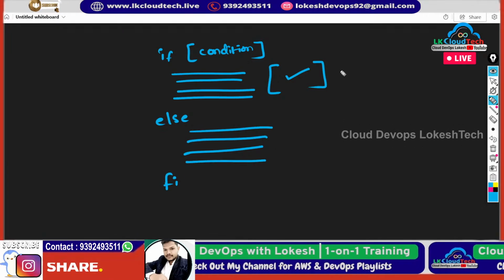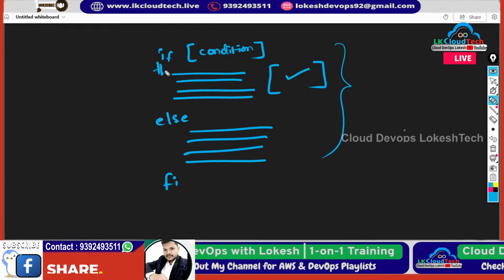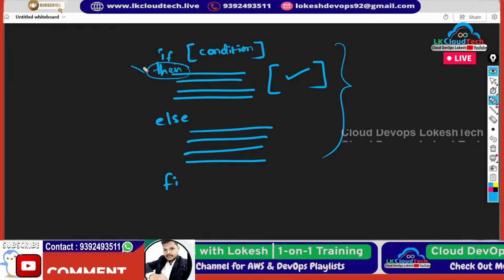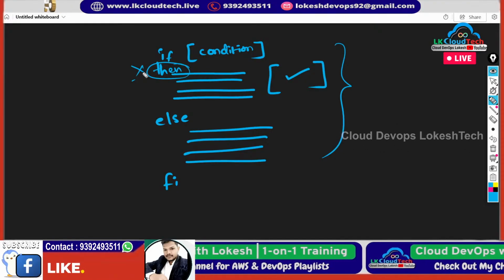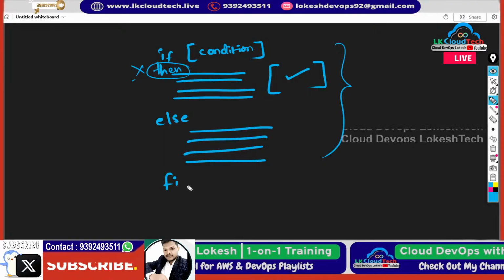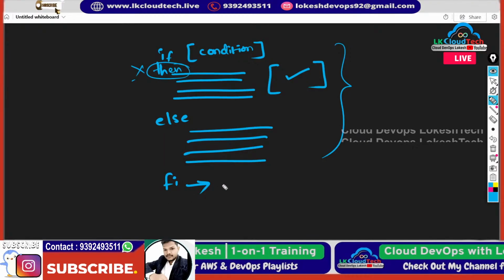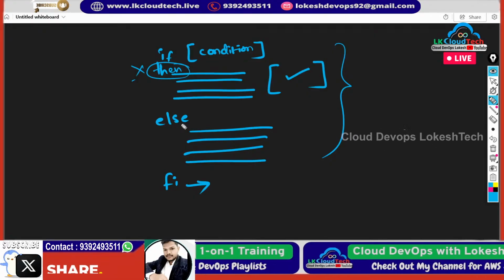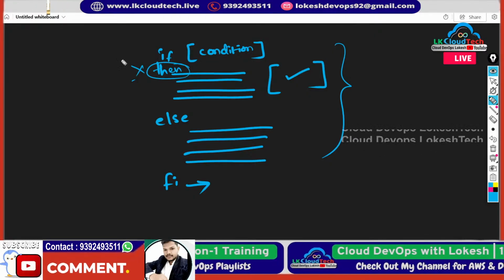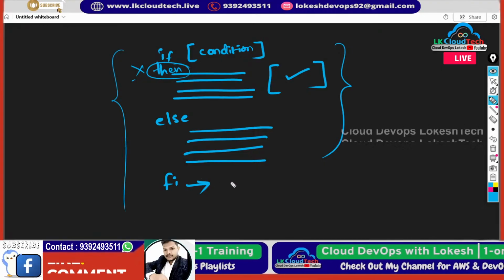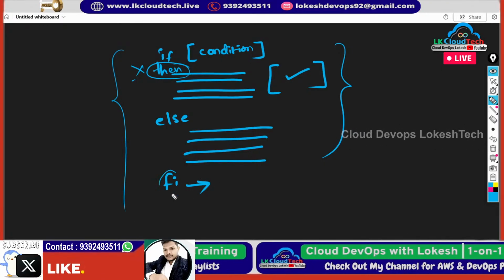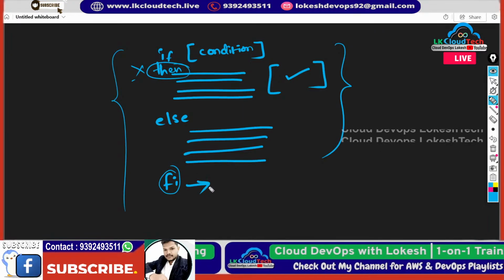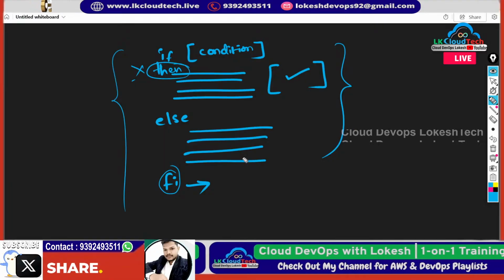You can also write like this. Without then also it will execute fine. Sometimes you can use then or not, your option. This fi is actually the closing statement. If you want to close this if condition, you need to write the reverse, fi. This is the way we will use it in shell scripting.